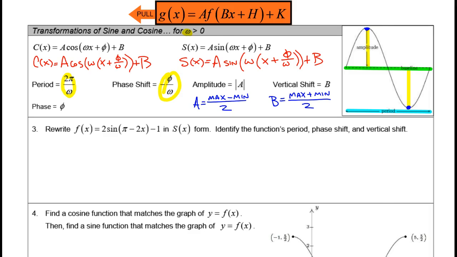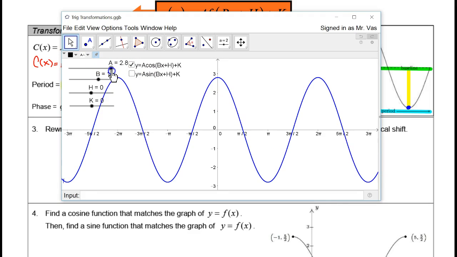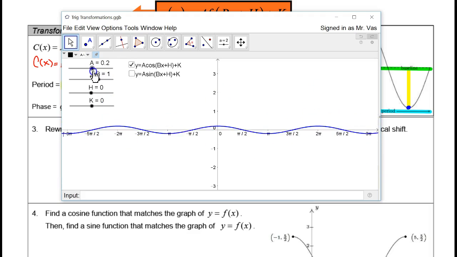What I have prepared for you is a quick little demonstration in GeoGebra of how each of these different parameters, a, b, h, and k, affect the graph of our friends, the trig functions. So there's our standard cosine, y equals cosine of x. A, if you recall, any coefficient out here is a vertical stretch. We now call that amplitude.